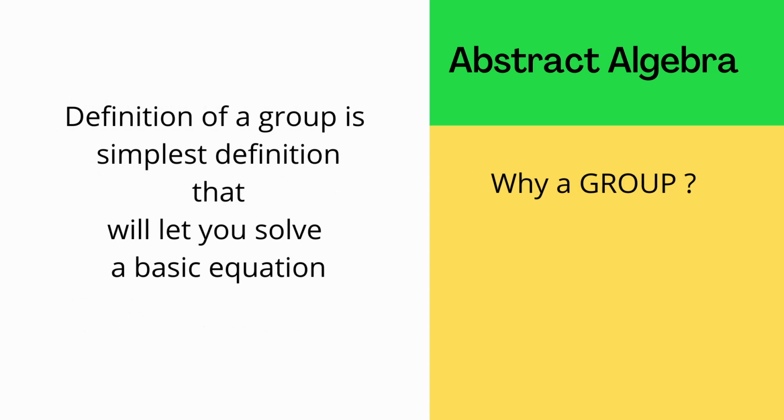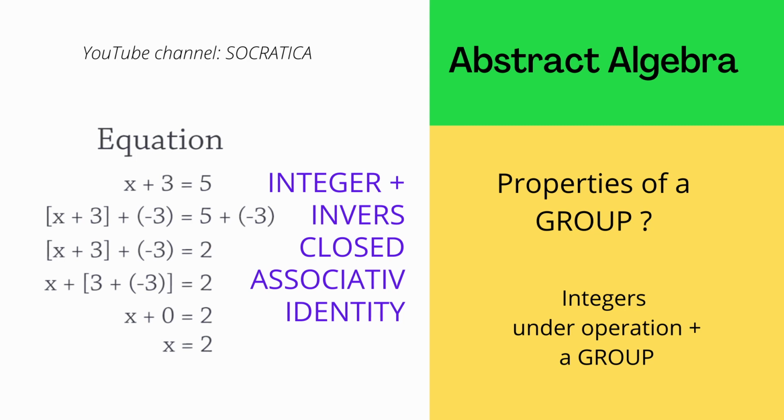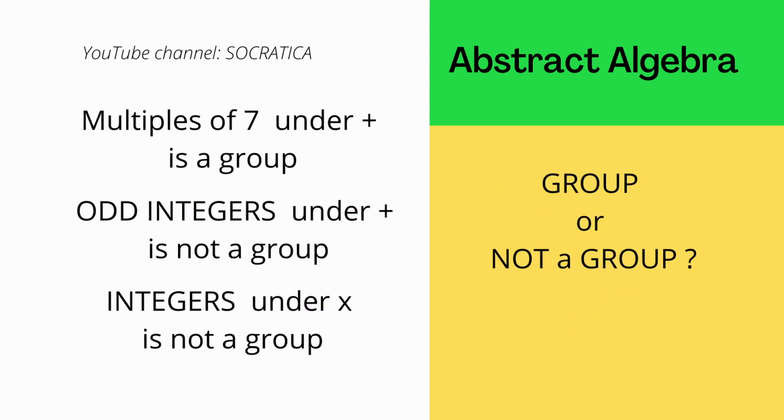that the definition of a group is the simplest definition possible that will let you solve a basic mathematical equation. And if you ask how this is possible, let's have a look here. We have the equation x plus 3 equals 5. And here are listed all the steps that you need to solve this equation. And each step is defined in the property of a group.